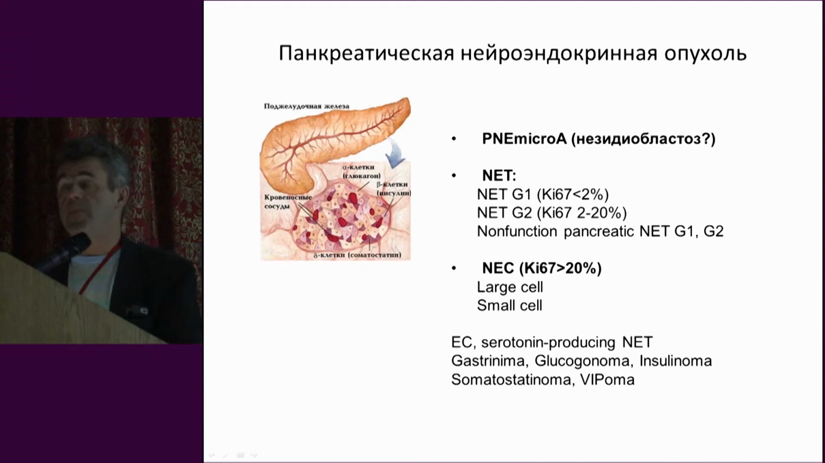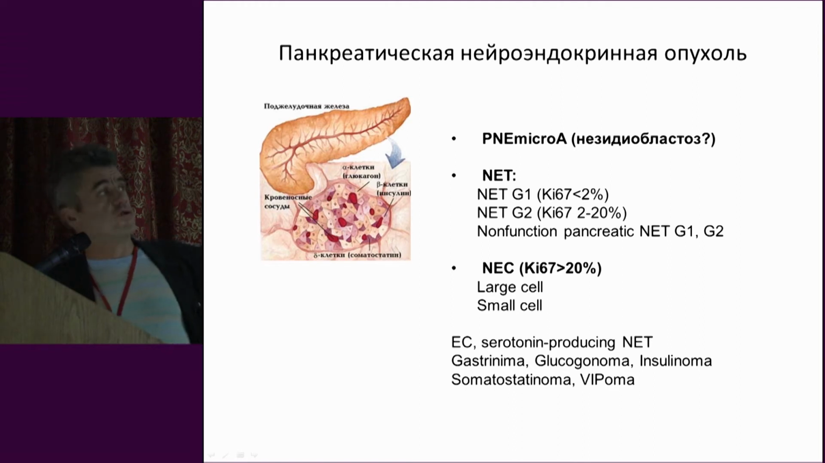Next group, or endocrine type of tumors. If previously we thought that it's quite simple, because you just need to calculate the mitosis or Ki-67, calculate the approximate activity of these processes, and subdivide it into 3 categories: either G1 with low malignancy potential, either G2 with moderate malignancy grade, or the neuroendocrine tumors should be referred to endocrine carcinoma.